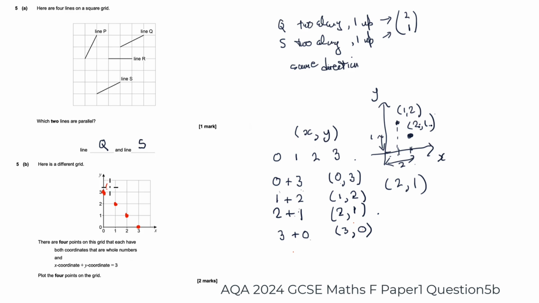This is the point 0, 3. This is the point 1, 2. This is the point 2, 1. And this is the point 3, 0. And you can see that adding these two coordinates every time gives us 3. So there's our answer to 5B.